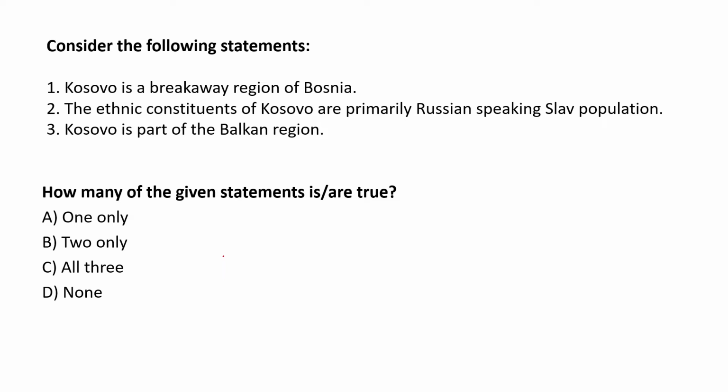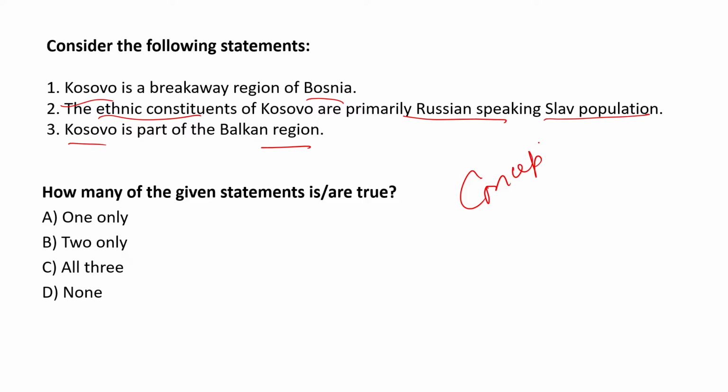Interesting, it's on Kosovo. Consider the following statements. Kosovo is a breakaway region of Bosnia. The ethnic constituents of Kosovo are primarily Russian-speaking Slav population. Kosovo is a part of the Balkan region. So these are the simple three statements that we have at our disposal.